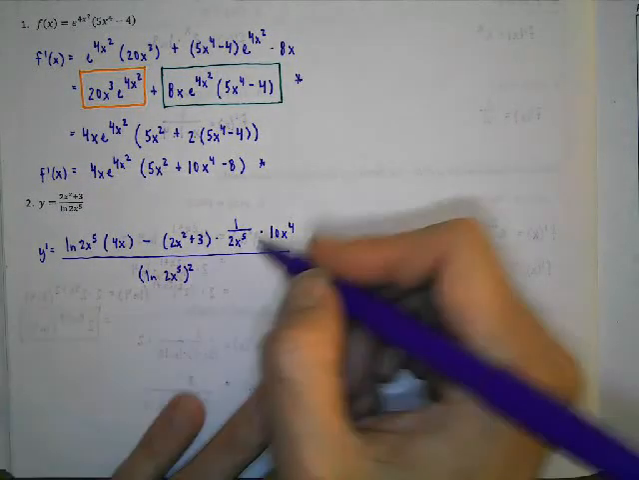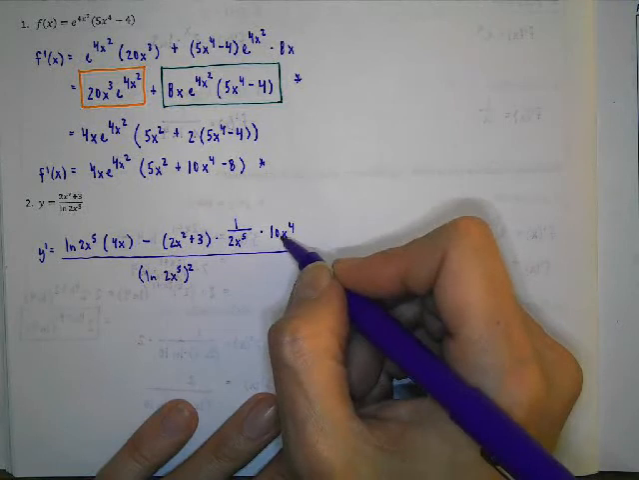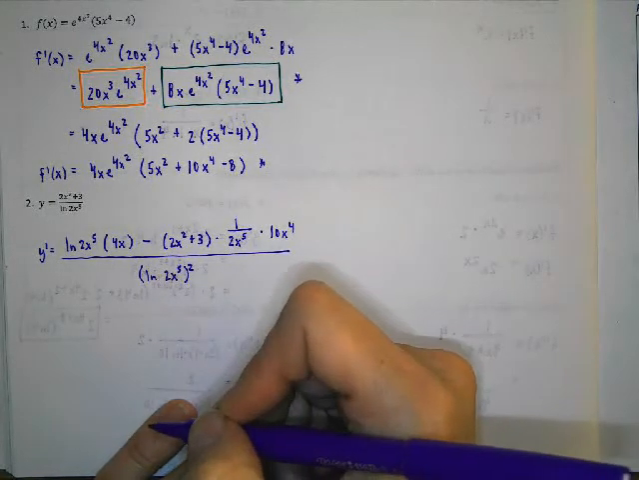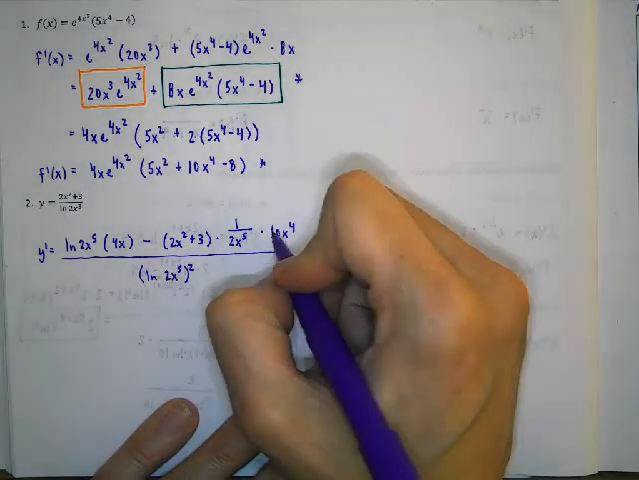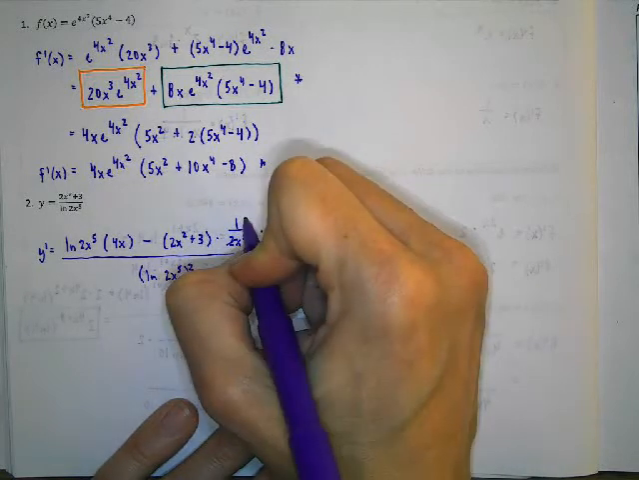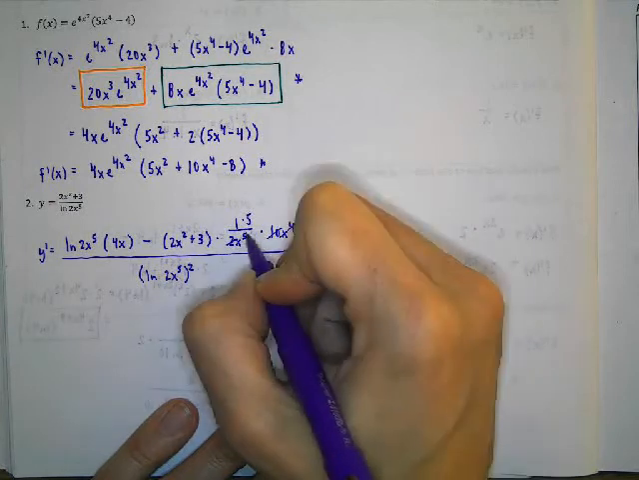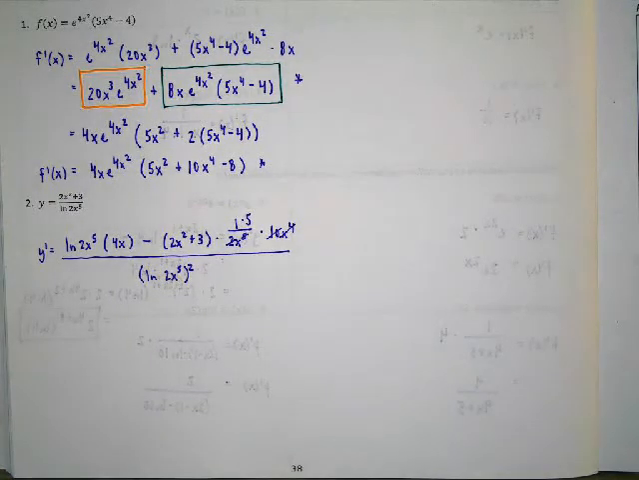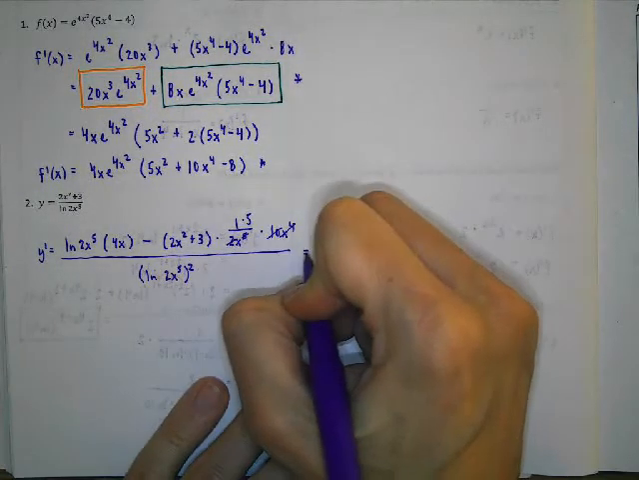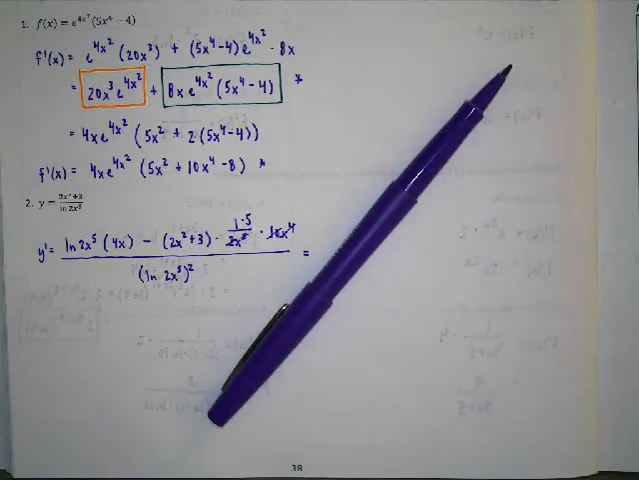So now I'm going to do a little simplification here. If I have 10x to the 4th over 2x to the 5th, these are going to cancel and give me a 5 on top. And then my x to the 4th can cancel, and I'm going to have a 5 in my denominator. So I'm going to write that so it's a little more neat.